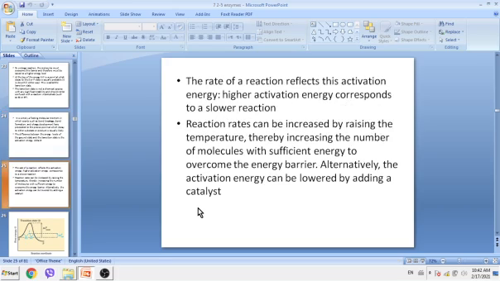The rate of reaction reflects this activation energy. Higher activation energy corresponds to a slower reaction, as we said. Reaction rates can be increased by raising the temperature, thereby increasing the number of molecules with sufficient energy to overcome the energy barrier. Alternatively, the activation energy can be lowered by adding a catalyst.